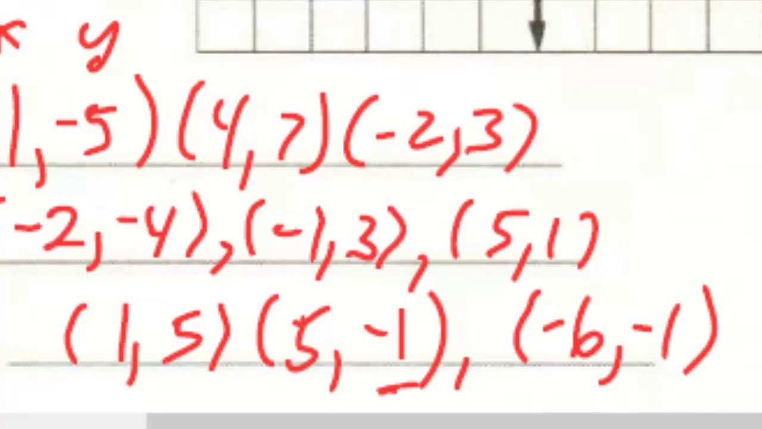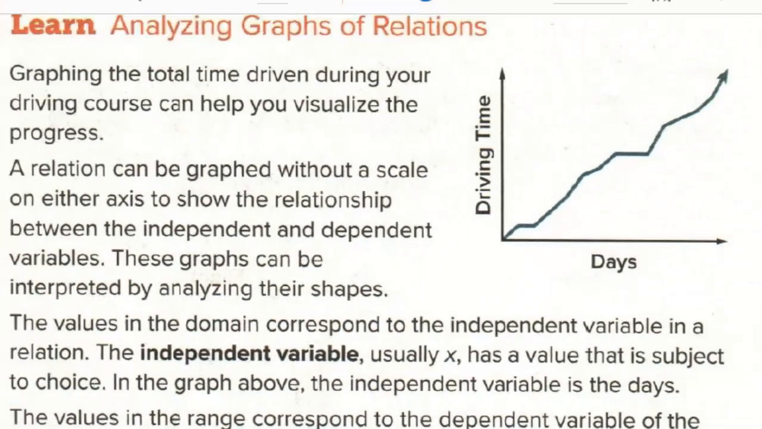And it's okay for the range values here to be repeated. That's normal. For the second part of our lesson, we're going to learn how to analyze graphs and relations. So in this example, we have total time driven during your course can help you visualize the progress. A relation can be graphed without a scale on either axis to show the relationship between the independent and dependent variables. These graphs can be interpreted by analyzing their shapes.